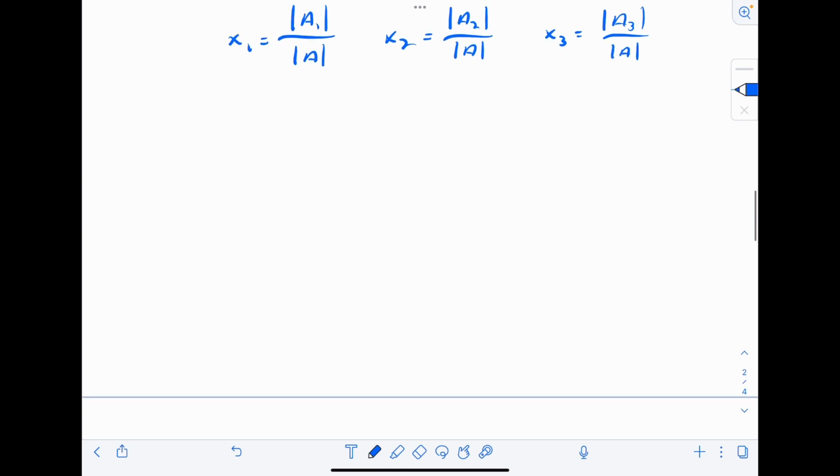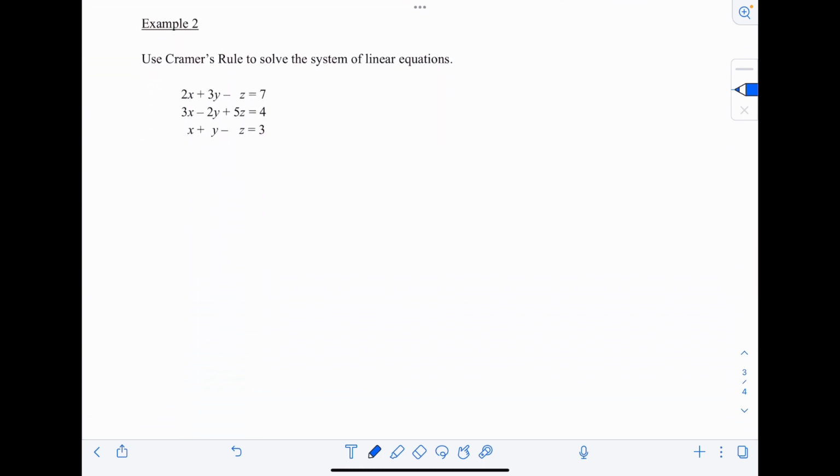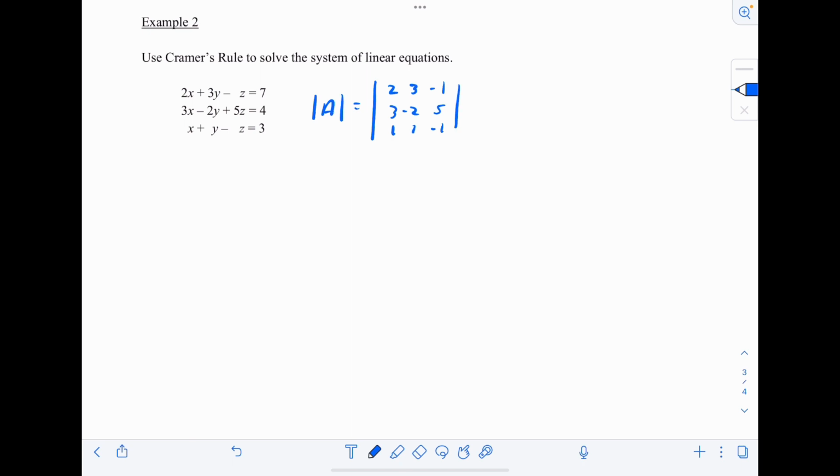So let's go ahead and do one more example, and we'll do a 3x3 for this one, or a 3 equation system. For this, let's start by finding the determinant of A. That's just taking the coefficient matrix for the left side. So we're going to have 2, 3, -1, 3, -2, 5, 1, 1, -1.